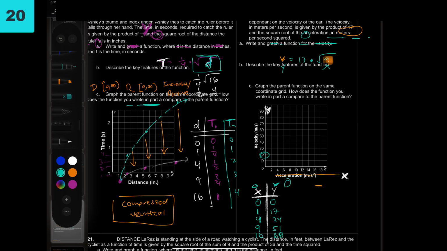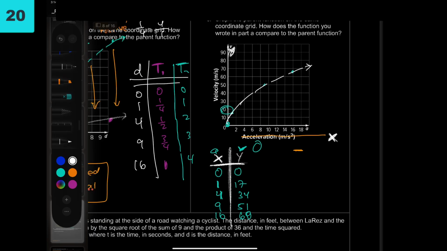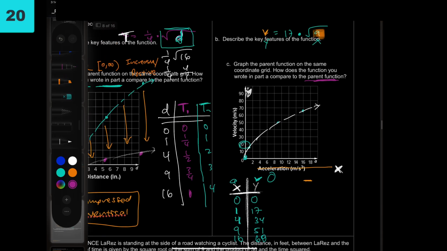Okay, so let's go ahead and graph this. 0, 0; 1, 17; 4, 34; 9, 51; and 16, 68. Okay, let's get a graph here. So that is our original. How can this compare to the parent graph? The parent graph, again, would just be this one in pink.